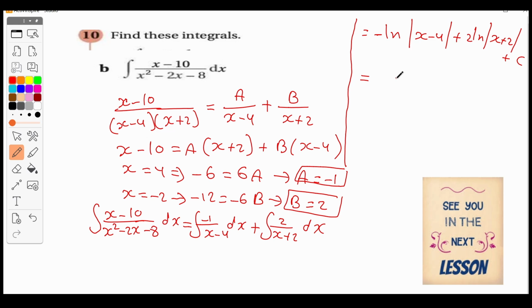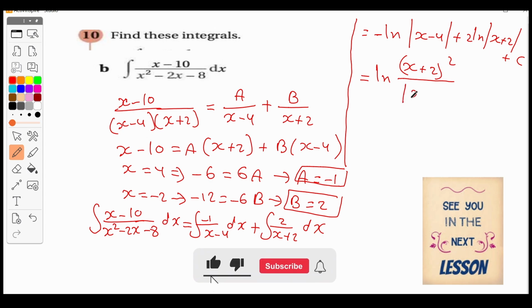So for the final answer, here negative and here positive, so the positive will be up, this plus ln minus ln. Okay, so it will be ln of division. So we say ln of x plus 2 squared in the top, squared because of this 2 ln, divided by the modulus of x minus 4, then plus c.